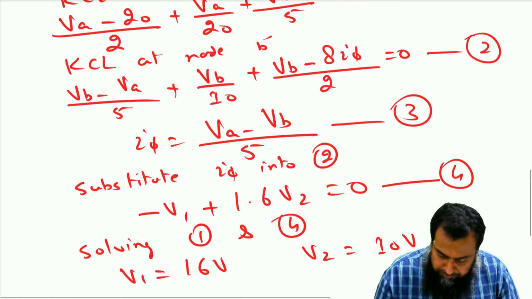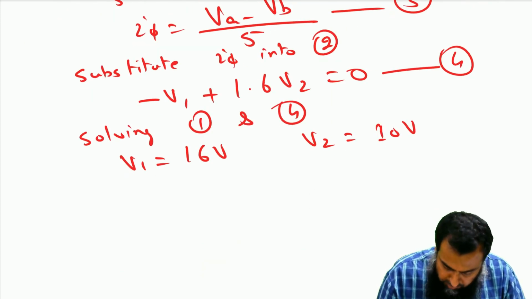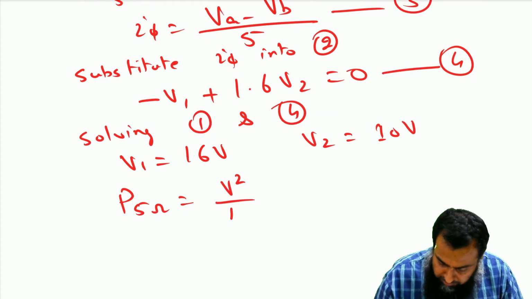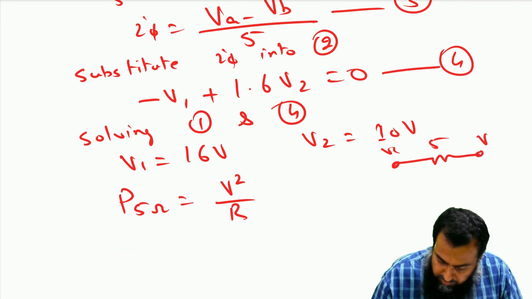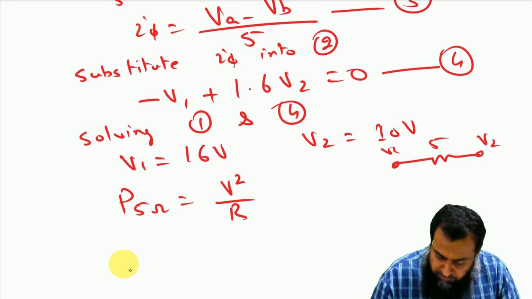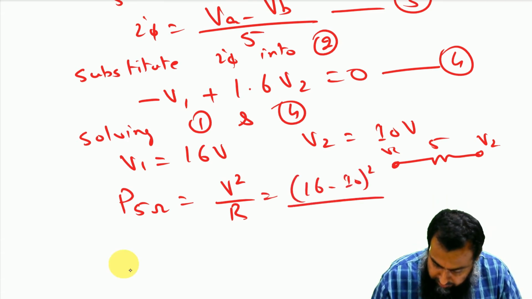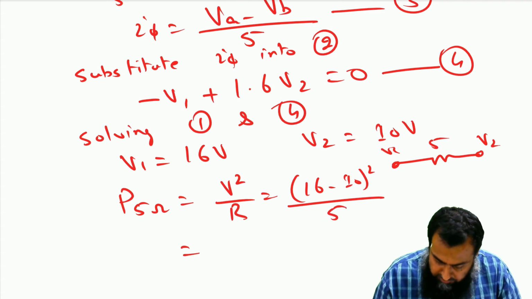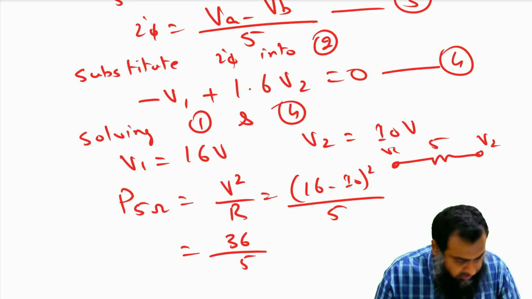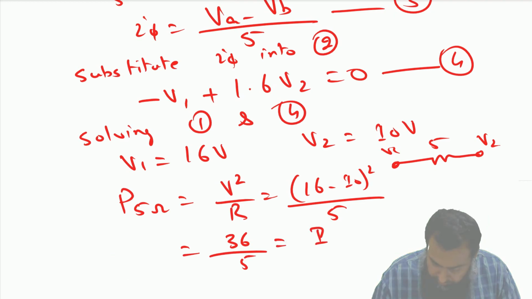So with this in mind, if I want to compute P 5 ohm, then P is equal to V square over R. On one side we have V1, on the other side we have V2, so the net voltage across this 5 ohm resistance is equal to (16 minus 10) whole square divided by 5, that is equal to 36 over 5, and this gives me 7.2 watt.